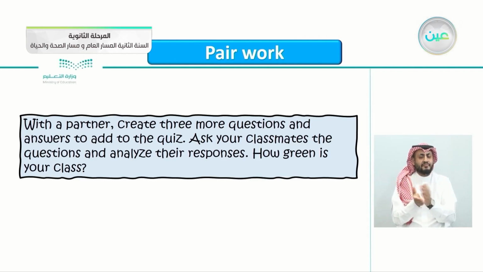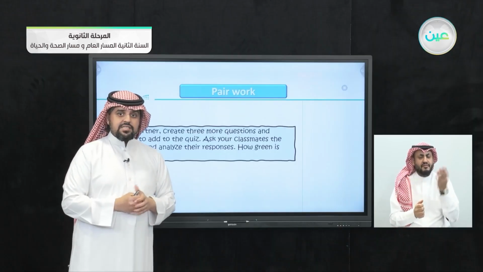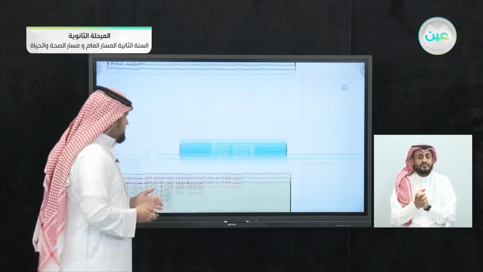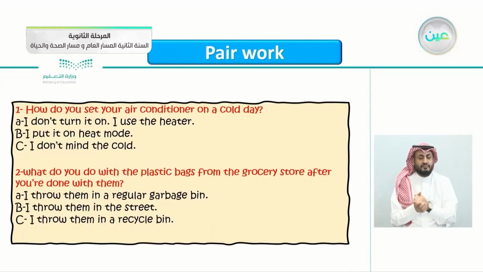Write 3 questions, each with multiple answers, just like the questionnaire, to see how green your class is. I wrote just 2 as an example, and you can write 3 others. For example, the first one: how do you set your air conditioner on a cold day? Not on a hot day, on a cold day.